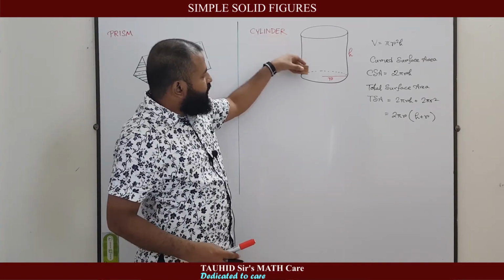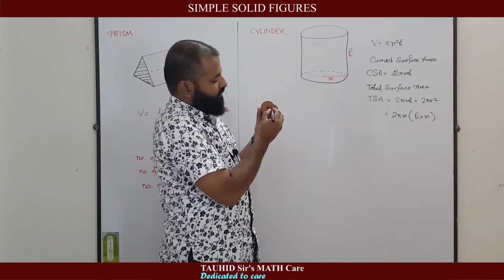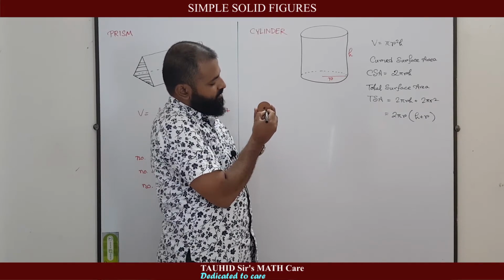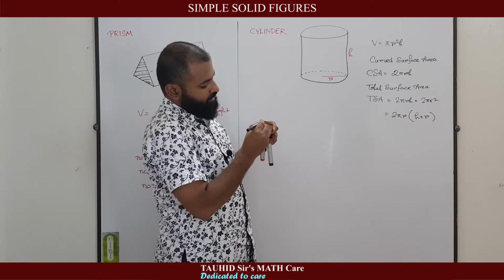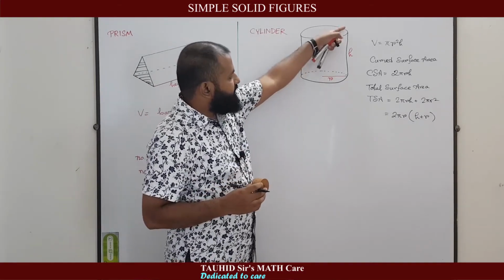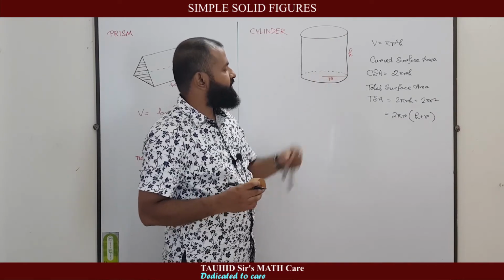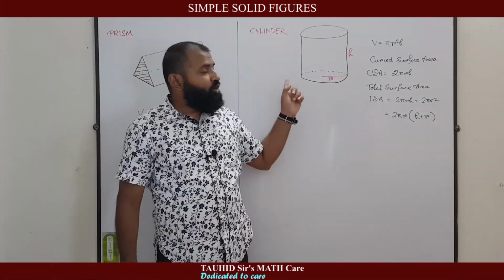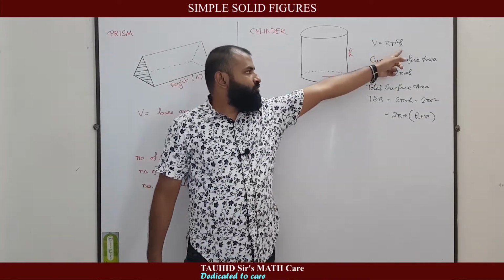It has a bottom of radius r. We can call this distance a radius, and we call this height h. This is the height of the cylinder. You can see here that this is height and this is the radius of the bottom. Volume of a cylinder is pi r square h.